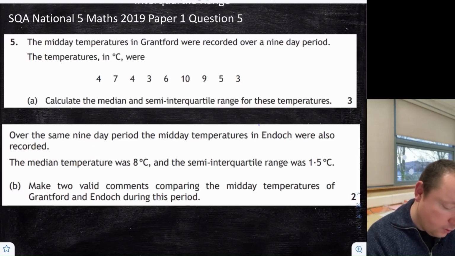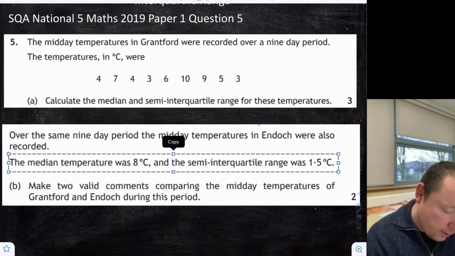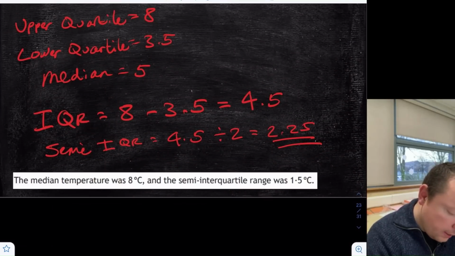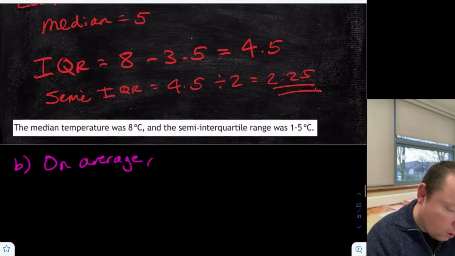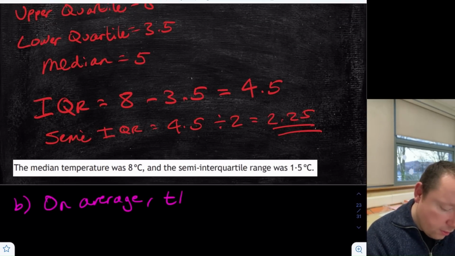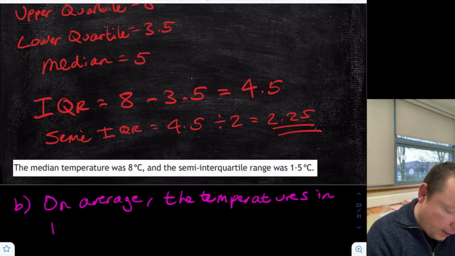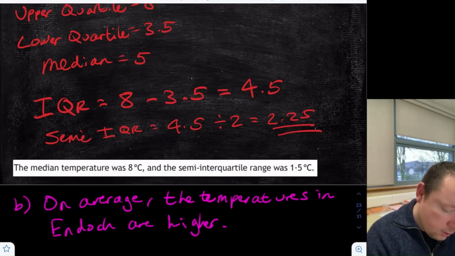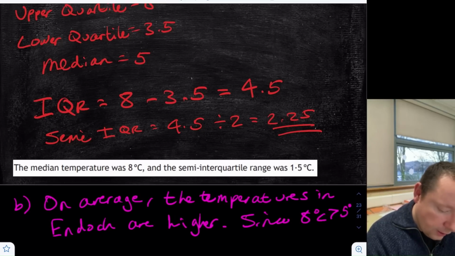So let's take a note of the numbers we need. So I'll just take a note of this one and go down below. Part B, on average, our median in Grantford was 5, but in NDoc it is 8. On average, the temperatures in NDoc are higher, since 8 degrees C is bigger than 5 degrees C.